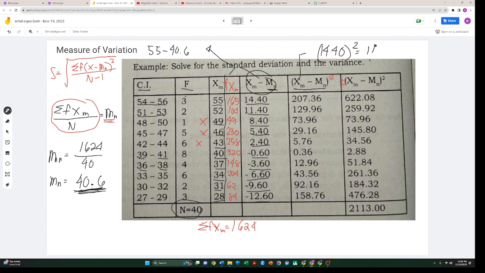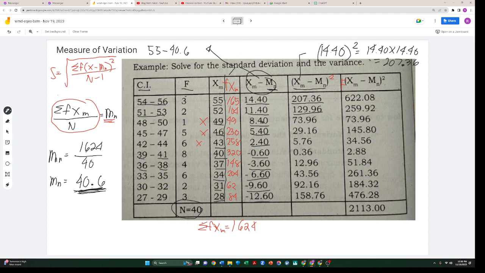207.36. Again, 14.40 times 14.40, which is 207.36, which is dara. Okay? Kay squared man, i-times ni mo ikaduwa ang result ani. So, 11.40 times 11.40, which is 129.96. Okay, kay ang result ani mo man ni siya nga sa sulod.